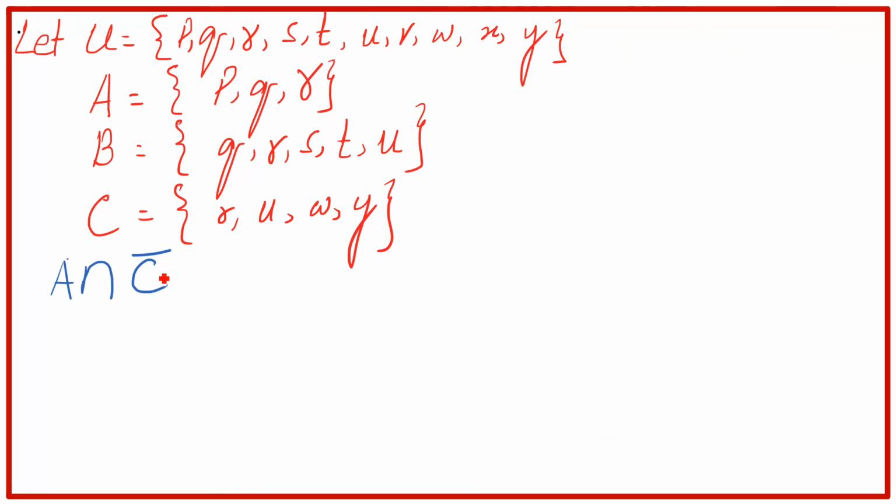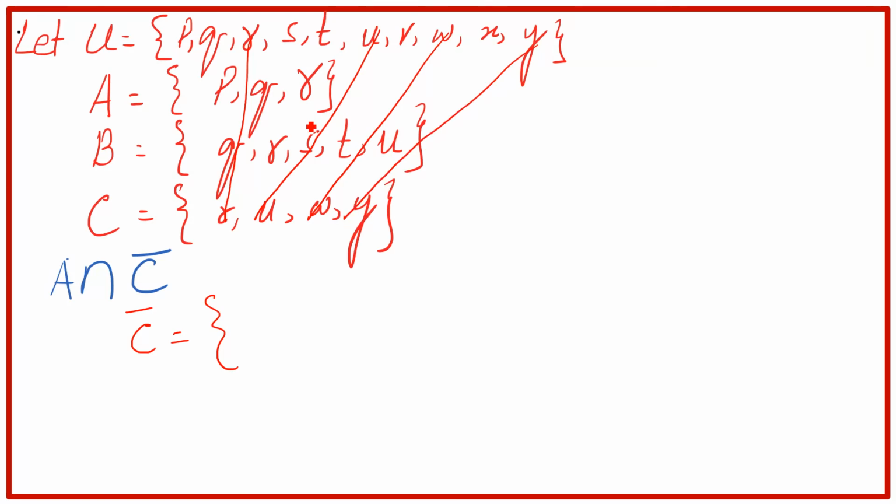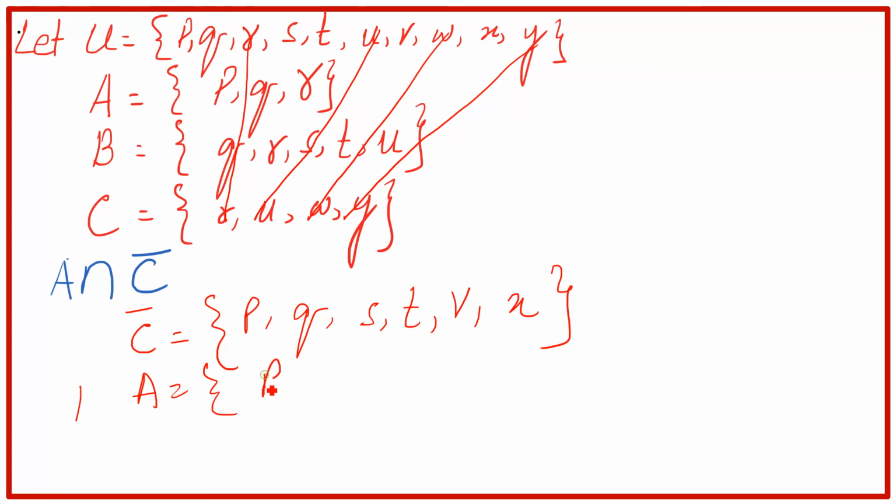Last question, A intersection C complement. First we will find out the C complement, which we already did, but no problem, we will do it one more time. Complement you have to compare with U, the universal set, right? So we do not want this R, we do not want U. If it is present in both, we do not consider. Only which are present in U but not in C: this, V, and X, right? And then write down A here, and we have P, Q, and R. So this is A intersection C complement.